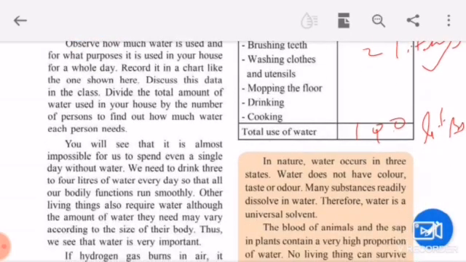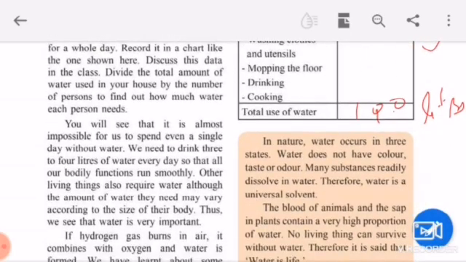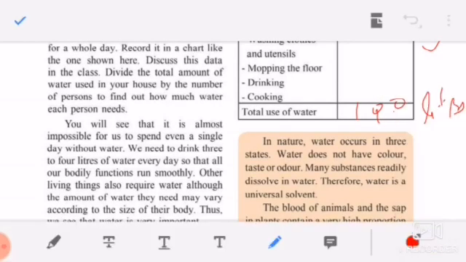You will see that it is almost impossible for us to spend even a single day without water. Is it, children? We cannot live without water for even one day. Now children, see here. Further they are saying we need to drink how many liters of water every day? 3 to 4 liters of water. Children, why should we drink 3 to 4 liters of water every day? So that our bodily functions run smoothly.